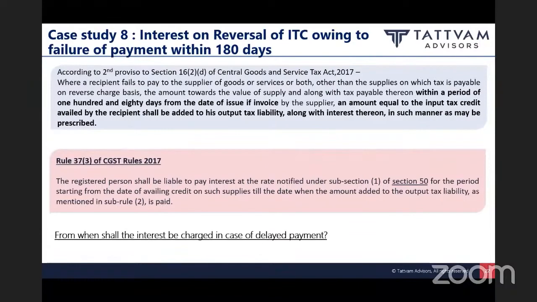So this rule says that your interest meter, in case you have availed an ITC on an invoice and you have not made payment within 180 days, you have to reverse the credit along with interest, and that interest meter will start from the date of availing credit. Whereas the amendment has been brought in Section 50 sub-section 3, which says that until and unless your credit is utilized, there is no interest which can be levied.